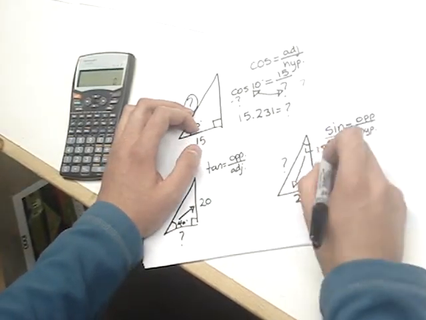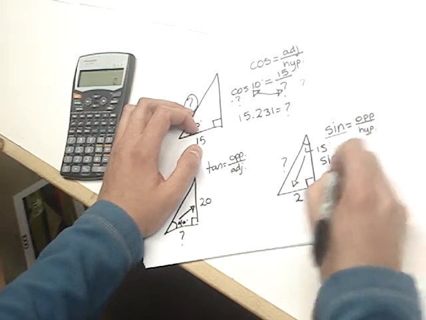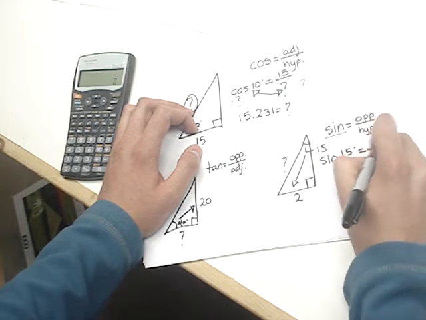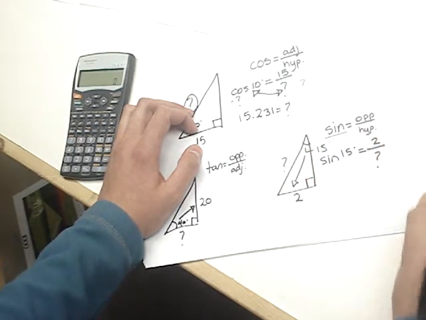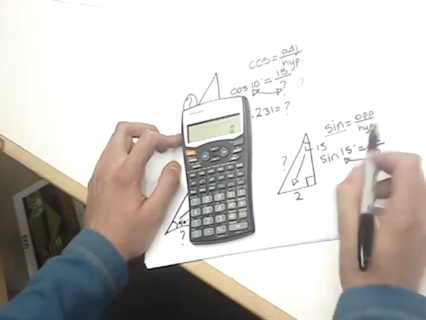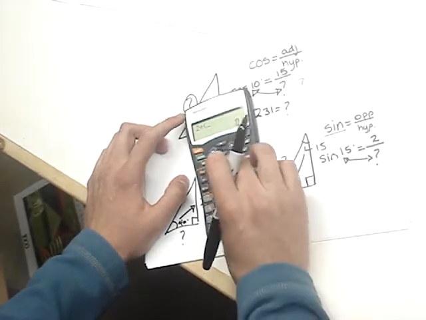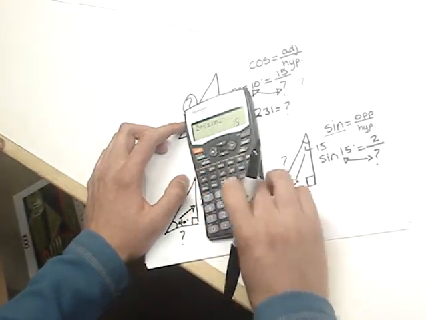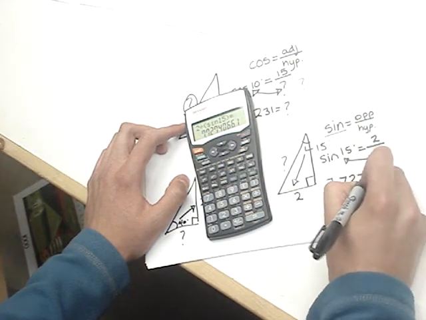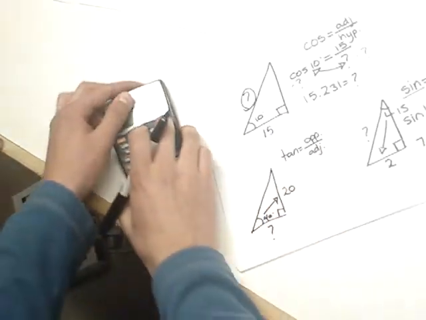Okay? Sine of this triangle here, so sine ratio of 15 degrees equals opposite over hypotenuse. Once again, switch these two around. 2 divided by sine of 15 equals 7.727, the length of the hypotenuse.